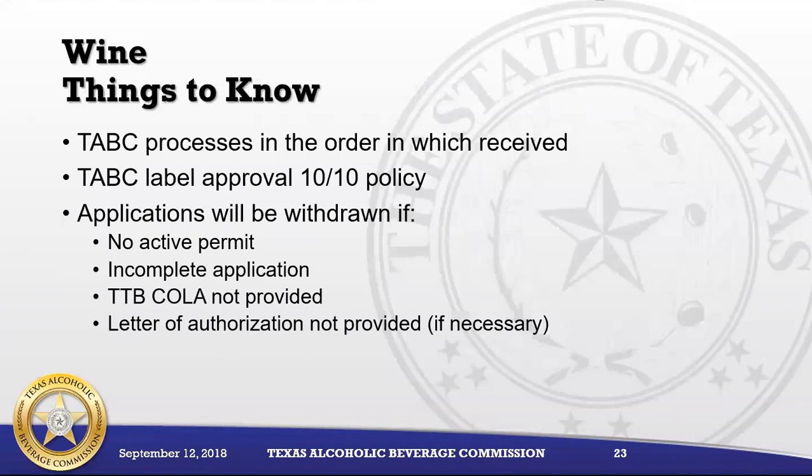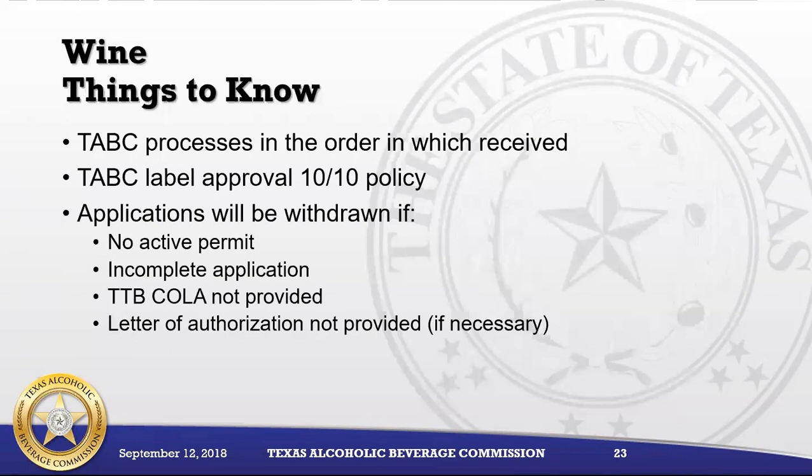Things to know about wine applications. We process in the order in which received. The division operates on a 10-10 policy. The applicant has 10 days to respond to a correction letter, or the application will be withdrawn. Should you respond within the 10 days and further corrections are needed, there's a maximum of 20 days to resolve any issues with your label approval application. Otherwise, the application will be withdrawn.